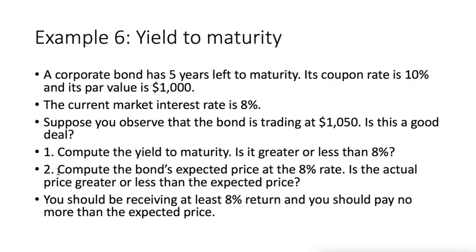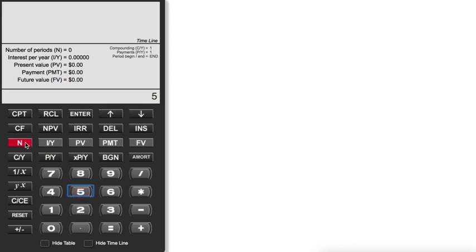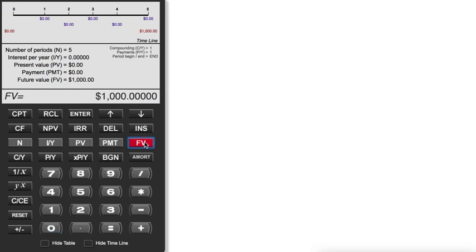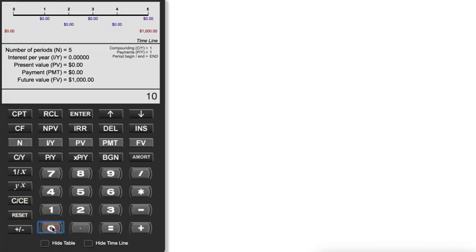There's another way of going about it, which is option 2, which is computing the bond's expected price at the 8% rate. So let's forget that we had just computed the yield to maturity. We can reset everything. So 5 years, $1,000 par value, and $100 coupon payments, and market interest rates of 8%. Compute the price of the bond, $1,079.